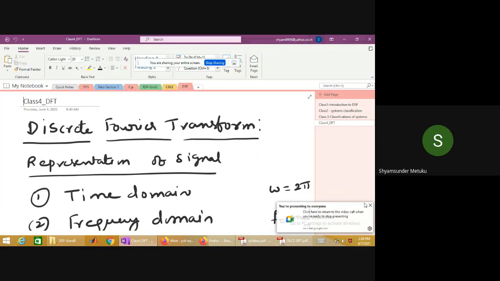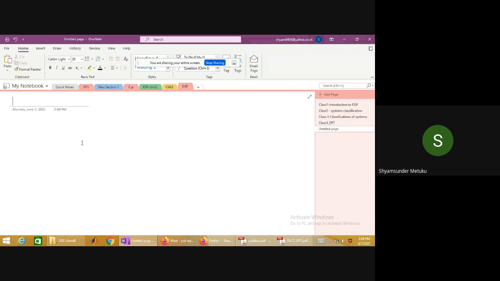Okay, so last class we have seen what is discrete Fourier transform. It is a derived version of discrete time Fourier transform. That is what we have discussed. Today we'll exactly understand what is the equation for finding the discrete Fourier transform and then some examples. Okay, so let me write DFT and some examples.